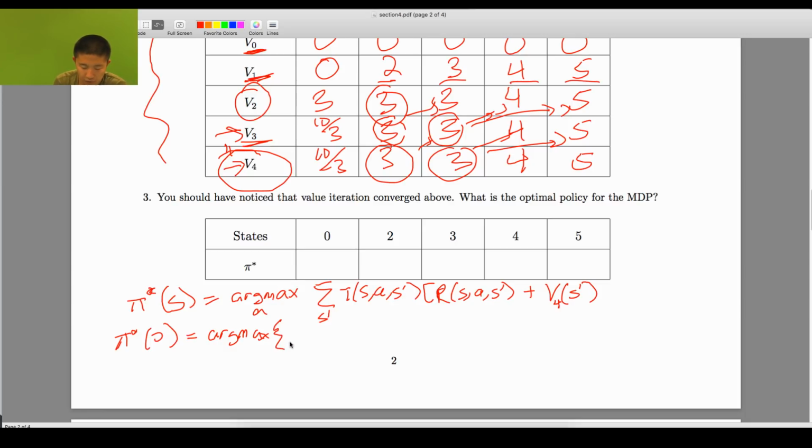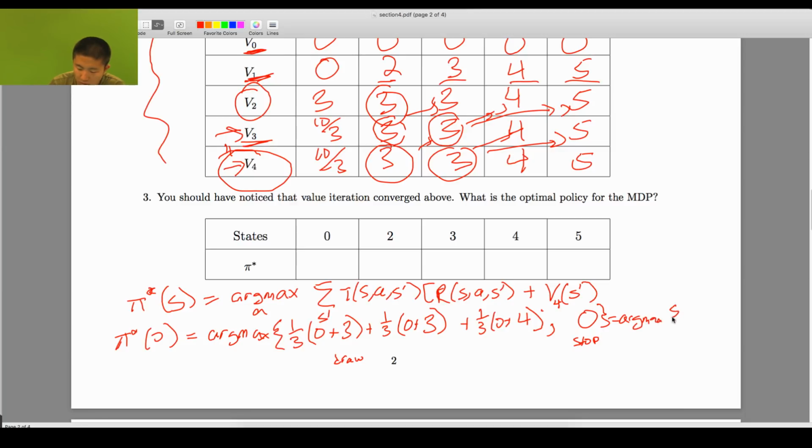In this case, if you want to keep going, so if you want to draw, then you have 1/3 times, you get no reward, so 0 plus v4 of 2, which is 3, and then plus 1/3 times 0 plus v4 of 3, which is also 3, and then same thing for v4 of 4. And if you stop, you get 0. So it would be the argmax of 10 over 3 and 0, and so the optimal action is to draw.